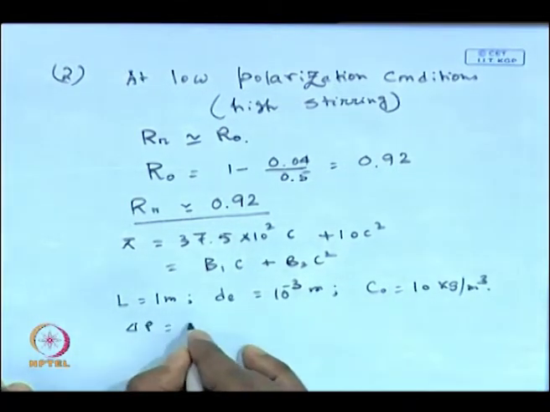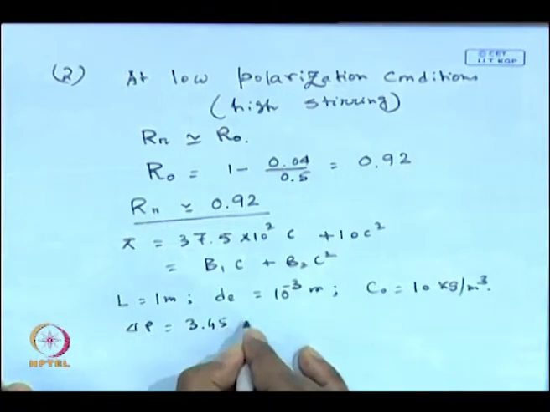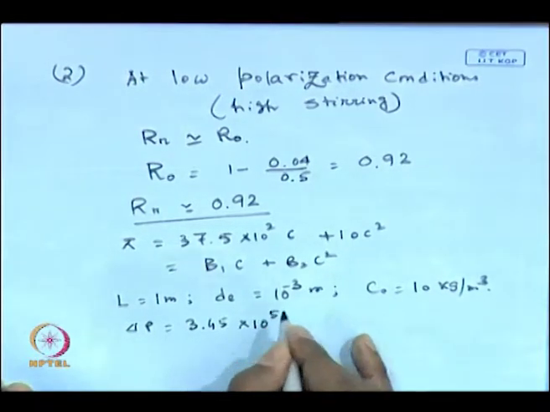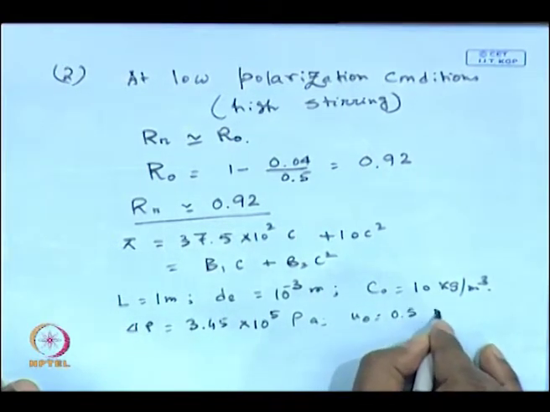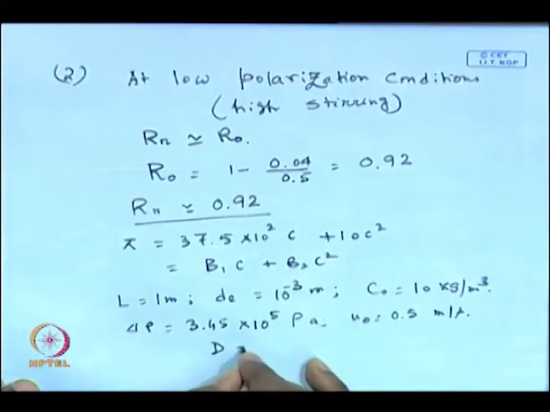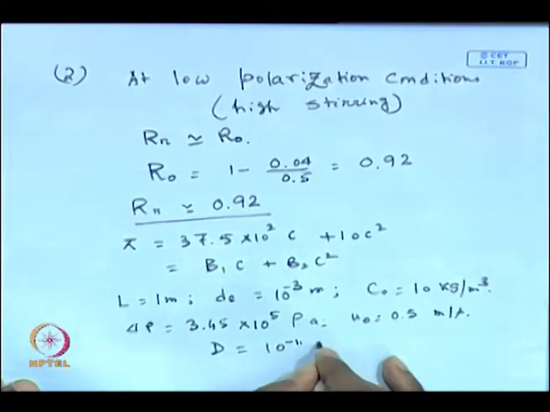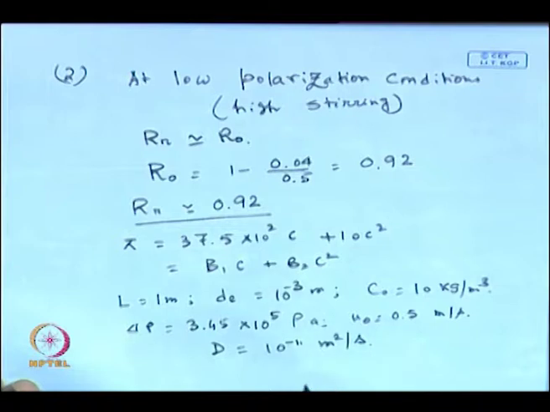delta P is given as 345 kilopascal. So, this will be 3.45 into 10 to the power 5 Pascal, U0 is given as 0.5 meter per second, diffusivity of solute is given as 10 to the power minus 11 meter square per second. So, now you will be using the film theory equation and calculate the stuff, but before doing that one has to estimate the mass transfer coefficient.